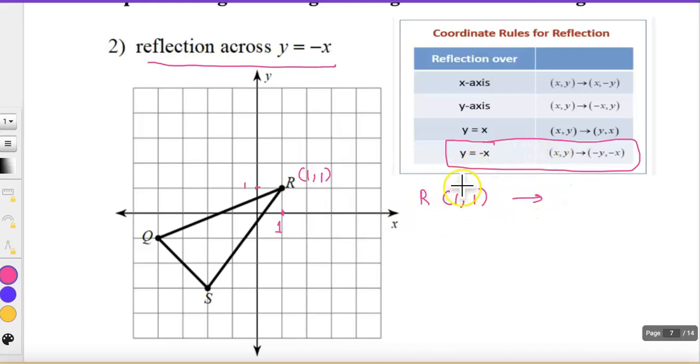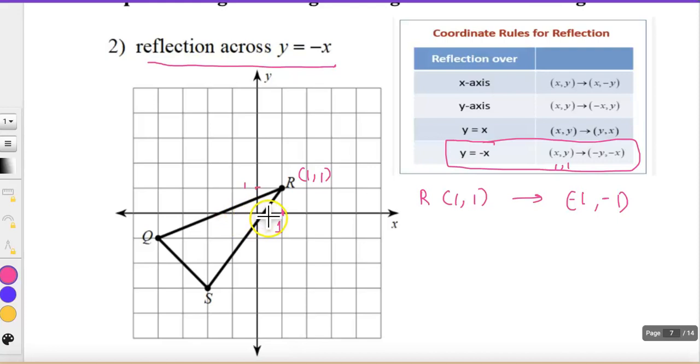Now, if this is my x, y, 1, 1, what will happen? First of all, they will switch places. It will be 1 and 1, but they change the sign. So my new points are these over here. We are going in the right direction. Good job, people. Let's keep going.